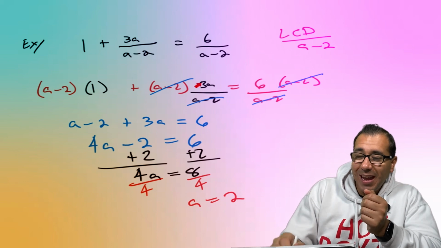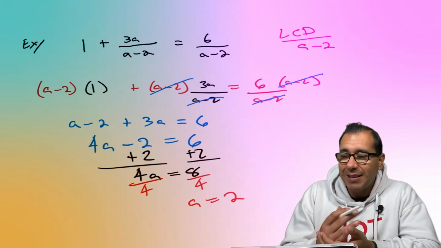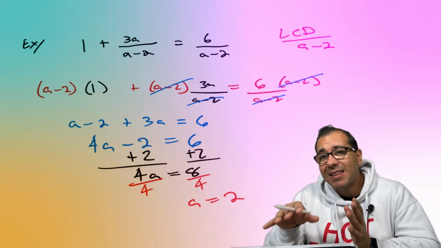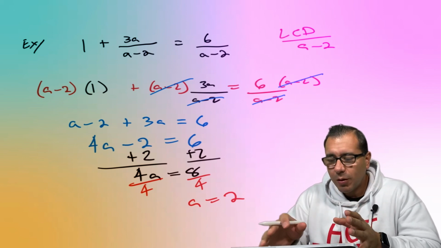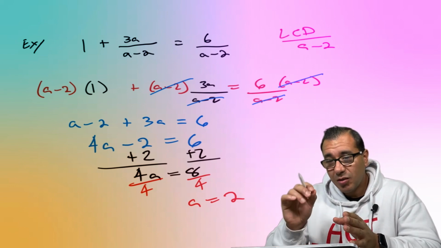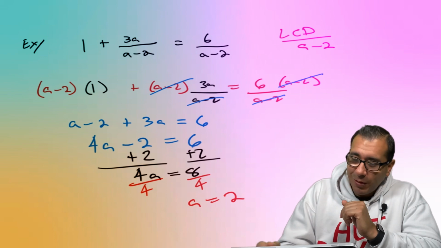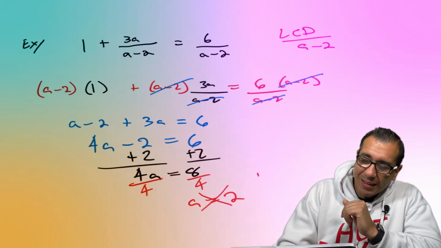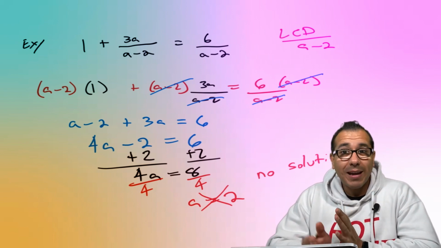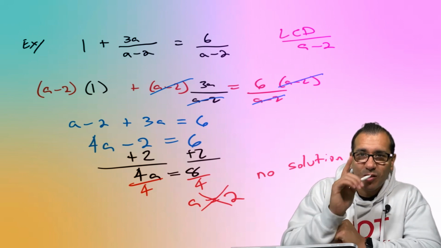So when I plug in a equals 2, I cannot divide by 0. It leads to an error. What we say later on as you get into this is that a is not in the domain. If you haven't learned that word yet, don't worry about it. So 2 is a restricted value, meaning a can never equal 2, not even on Sunday. So what we do is we cross it out and we say that there is no solution. So that's why it's so important that you always go back and check your work, because sometimes you might get something lying to you. All right, so check your work.